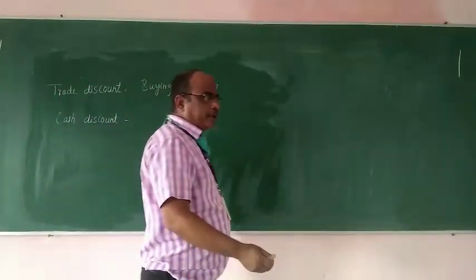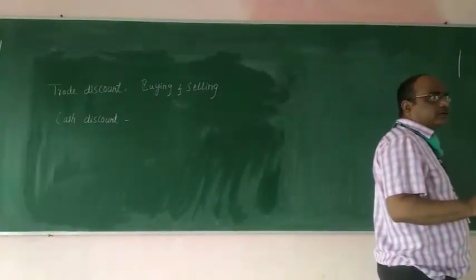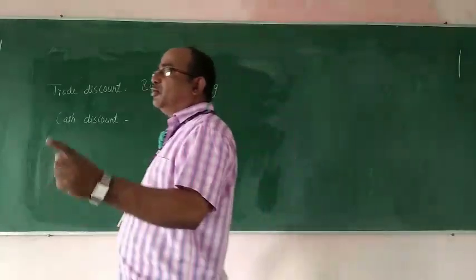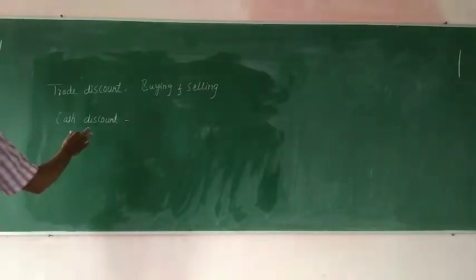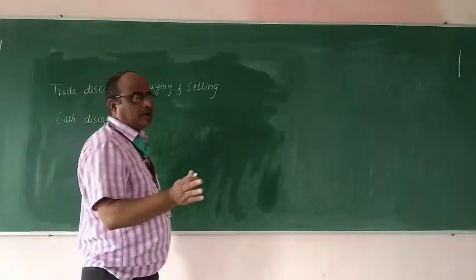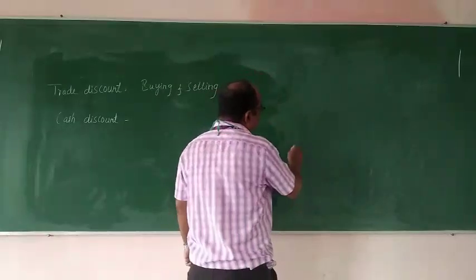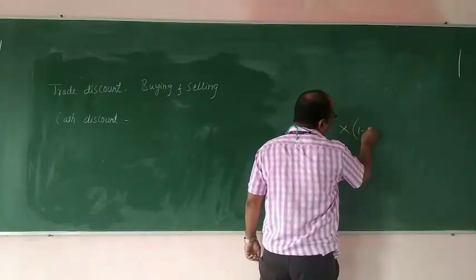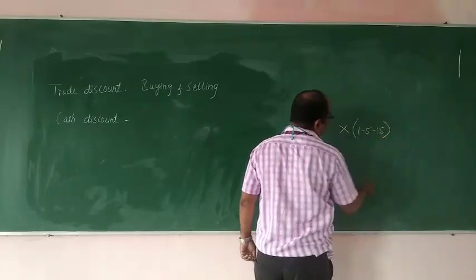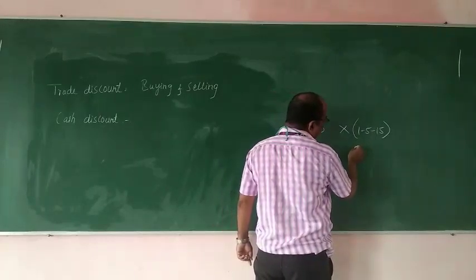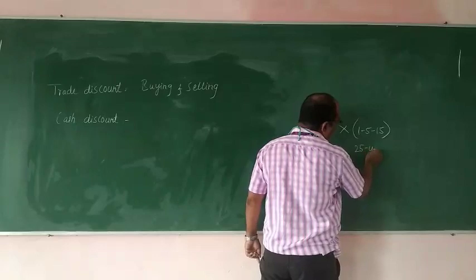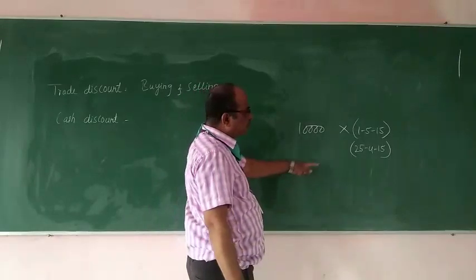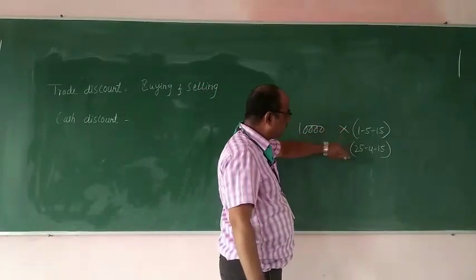If you pay the amount to your creditors within the stipulated time that you have mentioned, the creditor may allow you some cash discount. For example, if you are supposed to give 10,000 to X on 1/5/2015, and if you have paid that amount on 25/4/2015, this is before this date.